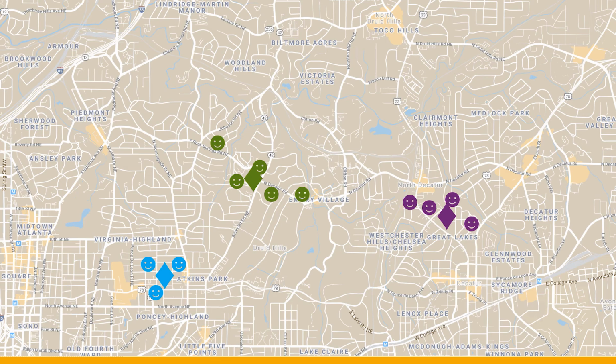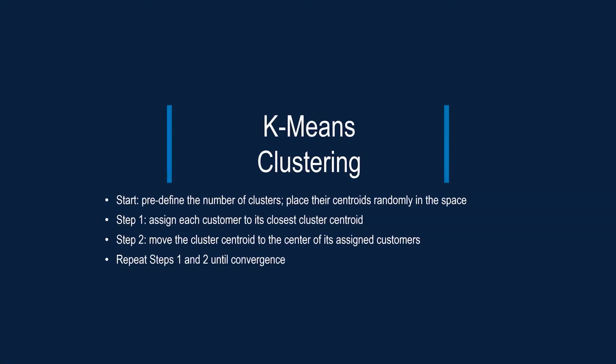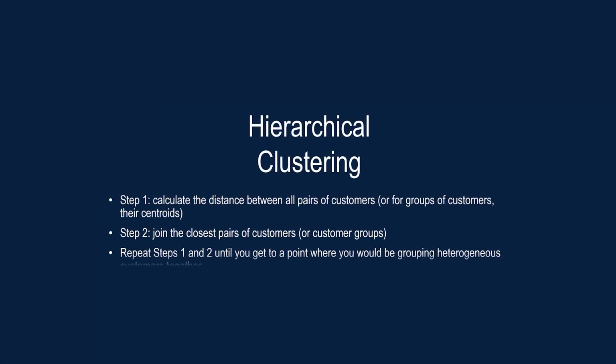Knowing that we wanted to open 3 stores, we have located them so that the collective distance all customers travel to their closest store is minimized. This is an algorithm called k-means clustering. Next, using the same dataset, let's look at an algorithm called hierarchical clustering.